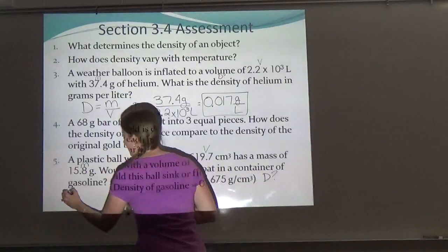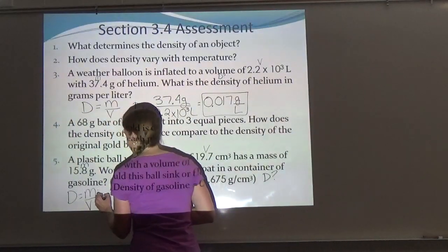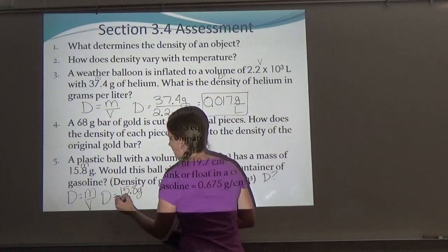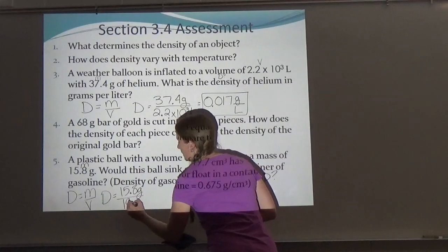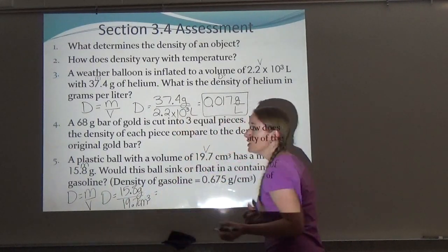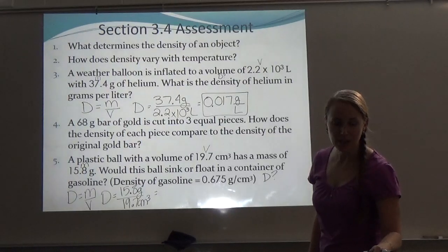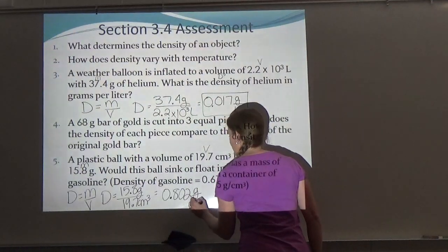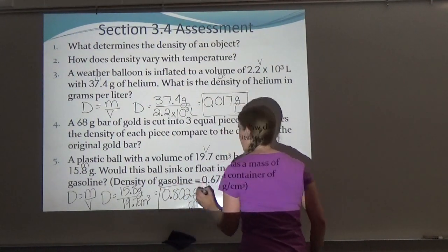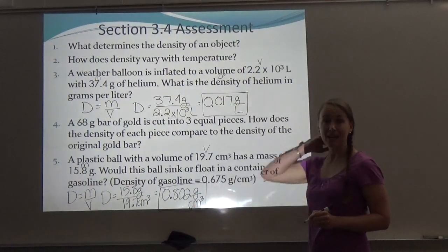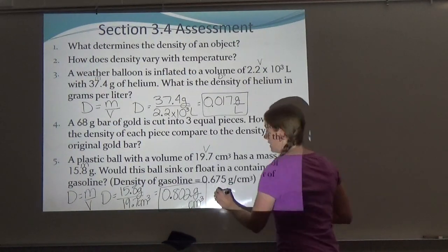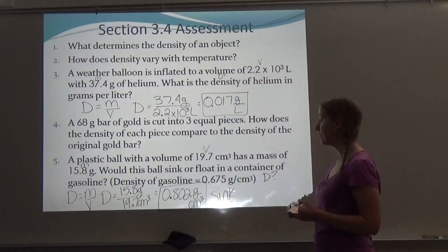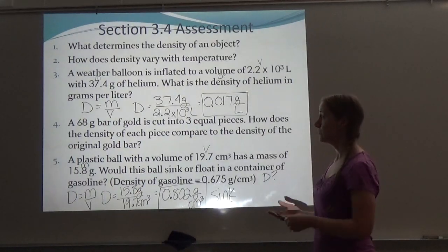So let's calculate our density. Density is mass over volume. So then I just plug in. My mass is 15.8 grams. My volume is 19.7 centimeters cubed. Once I divide that, I end up getting 0.802 grams per centimeter cubed. So since it is more dense than the gasoline, because the gasoline is only 0.6, it will sink. If it had been a number less than 0.675, it would float. But because it's more, it will sink.